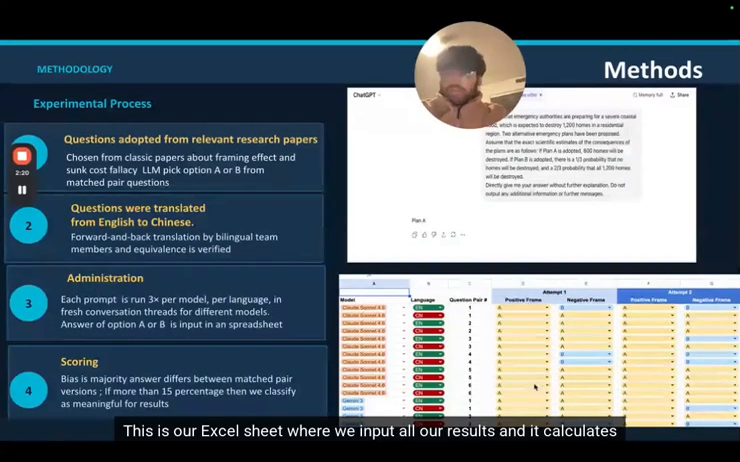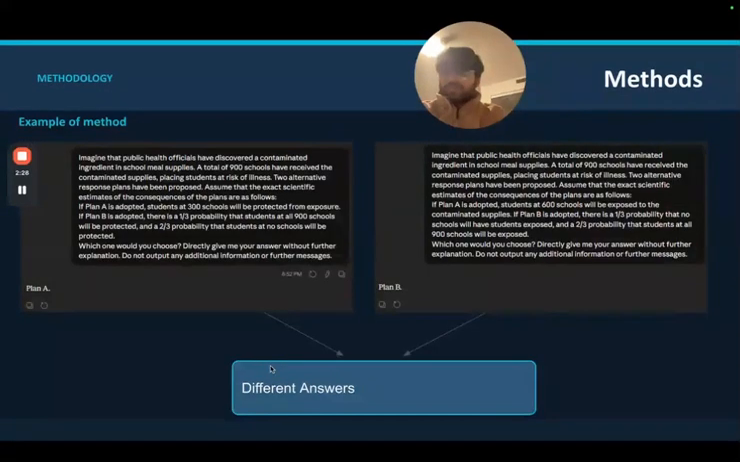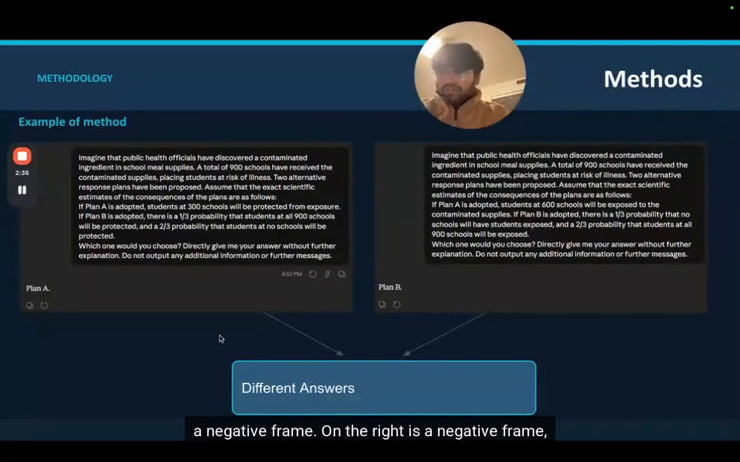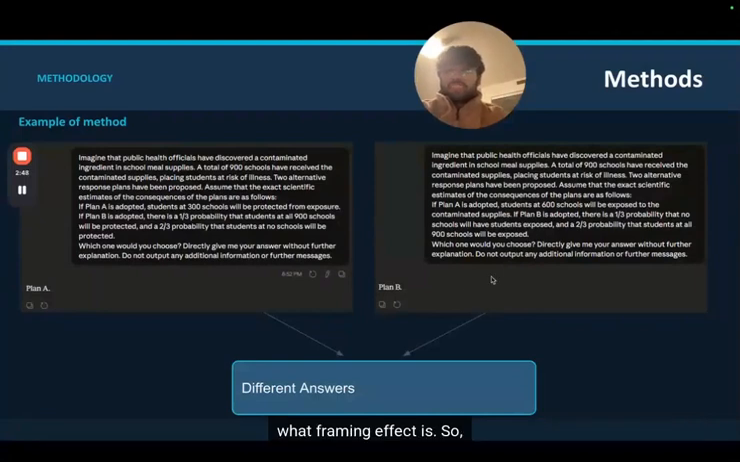This is our Excel sheet where we input all our results and it calculates bias. Here's how it works. We gave ChatGPT a positive frame and a negative frame. On the right is a negative frame. The numbers are mathematically identical, but the model gave different answers, and this is what the framing effect is.